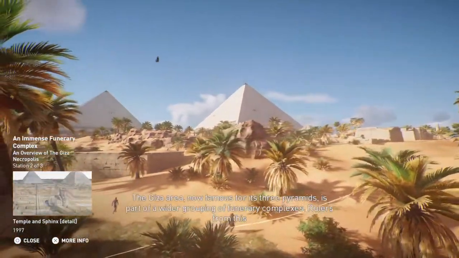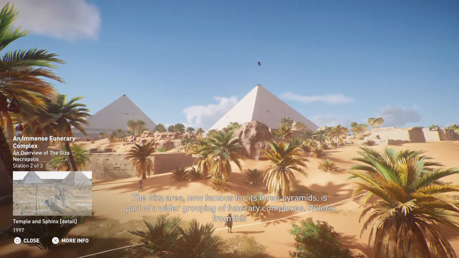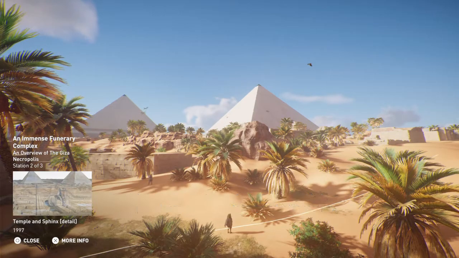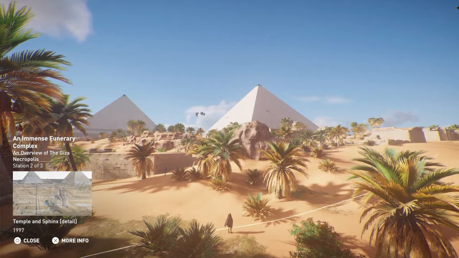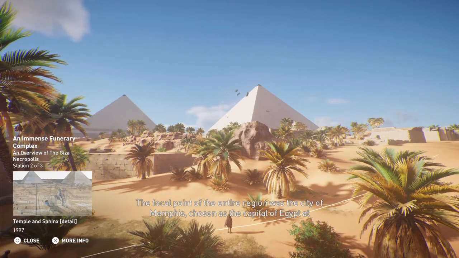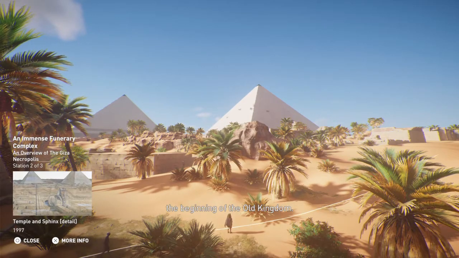The Giza area, now famous for its three pyramids, is part of a wider grouping of funerary complexes. Rulers from this period generally elected to be buried in the area. The focal point of the entire region was the city of Memphis, chosen as the capital of Egypt at the beginning of the Old Kingdom.